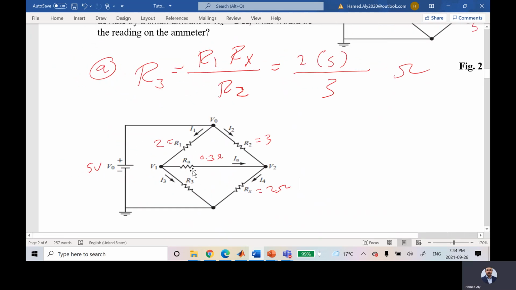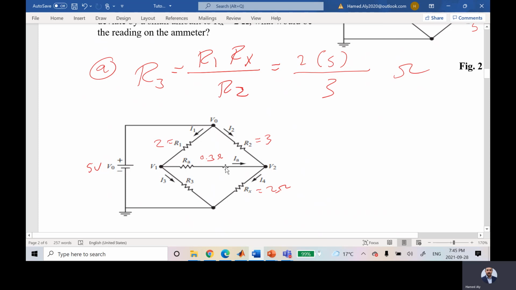What I have to do for solving such a problem, I have to assume the current in this branch, he gave it to me I1, and the current in this branch I2, and the current in this branch IA, and the current in this branch I4, and the current in this branch I3. But what is the next step? I will try to solve the problem using whichever method you learned to calculate the current in this guy.